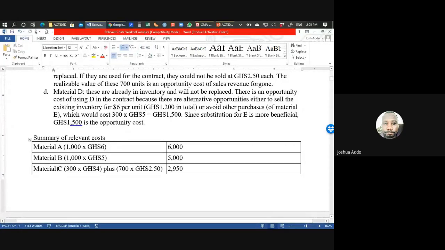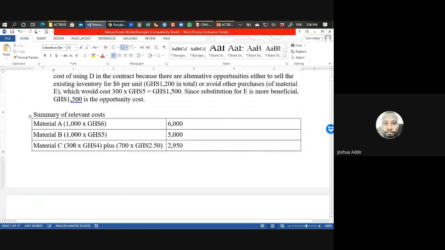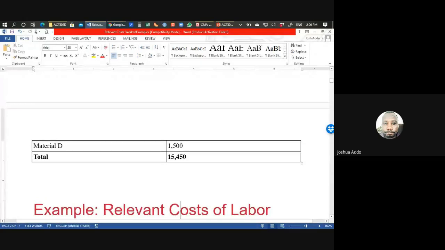Material C had no alternative use, but it had a realizable value. Material C, sorry, 700 times the realizable value of 2.5 plus the remaining 300 times the purchase cost. So the calculation was first done on the purchase cost, 300 times 4, then plus 700 times the realizable value per unit. So that's the calculation for material C, 300 times 4 plus 700 times 2.5, giving us the total cost to be charged to the contract. Material D, 1,500. That's your opportunity cost. So this will be the total cost, the sum of all of them, which we should charge to the special contract.